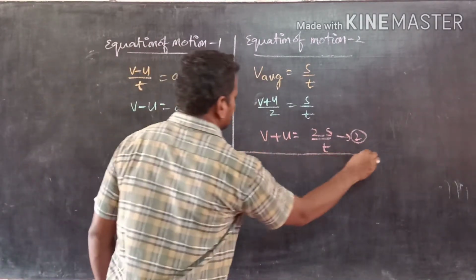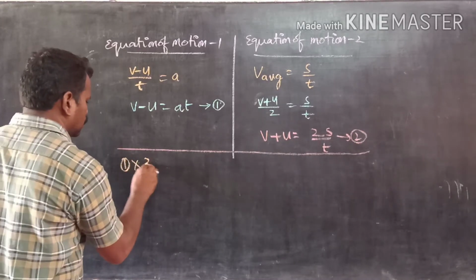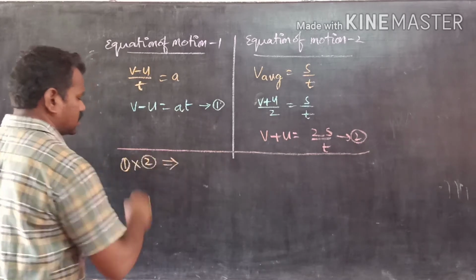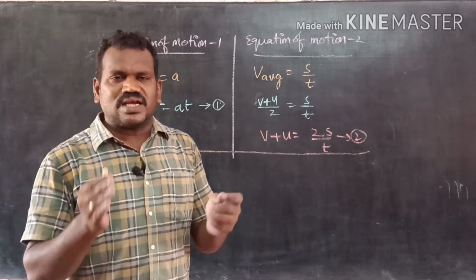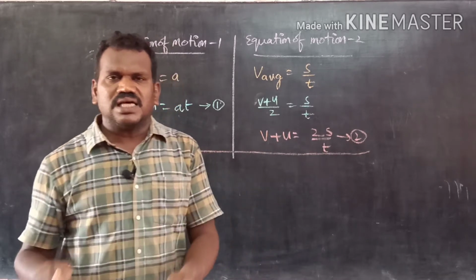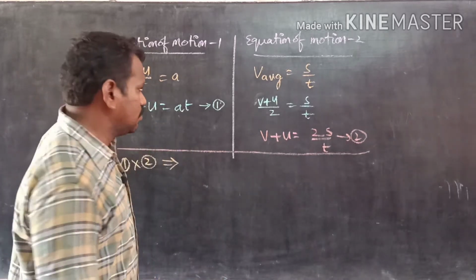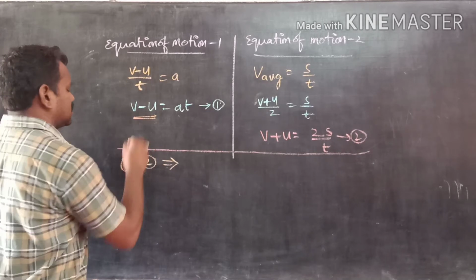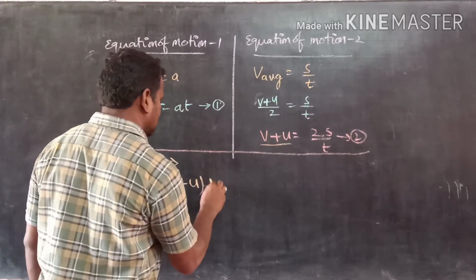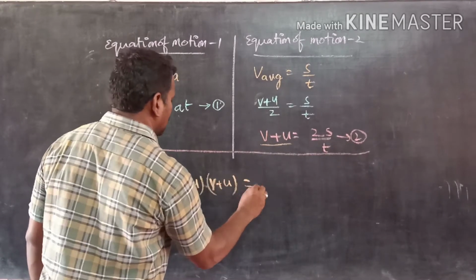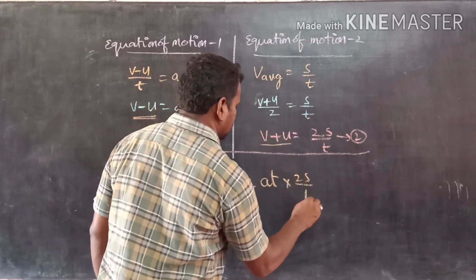Now we are going to multiply equation 1 and equation 2. How can you multiply equations? In mathematics, we multiply the left hand side with the left hand side, and the right hand side with the right hand side. That is the method of multiplication. Here on the left hand side we have v − u and v + u, and on the right hand side we have at and 2s/t.